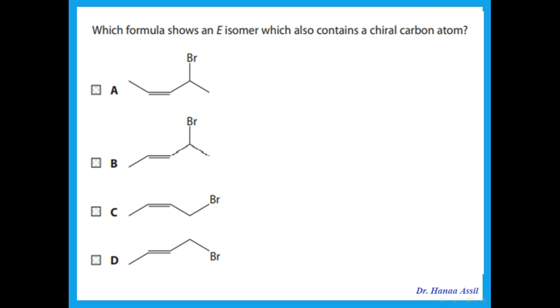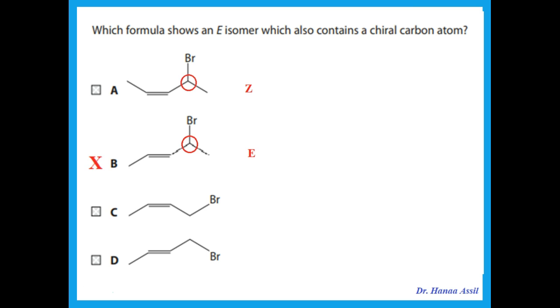So let's look at A. Is A an E or a Z? Well, A is a Z. It's a cis. Does it have a chiral carbon? Yes, but it is a Z, not an E, so that's not my answer. Now let's look at B. Is this an E or a Z? Actually that's an E, which is trans, and it has a chiral carbon, so that's my answer.